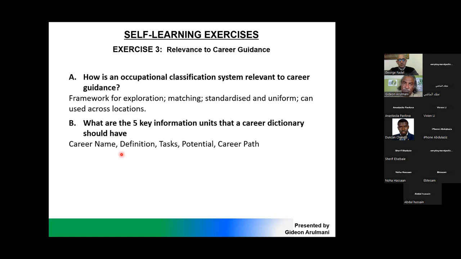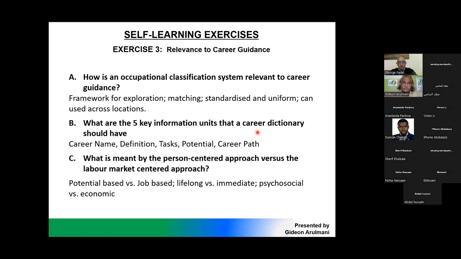And when we put together occupational information, what are the key information units? Career name, career definition, career tasks. These 3 we saw. We have a very sound resource for this, starting with the ISCO, and for the Gulf countries, there is a specialized classification. So you'll get your 3 reliable definitions from there. Then we need to be able to say that this career needs this combination of aptitudes and interests, the potential part. And then the other information which is very necessary for a young person is how do I get there? How long will it take? What are the exams I must do? What type of courses should I take? So these are the key career information units that the dictionary must have.